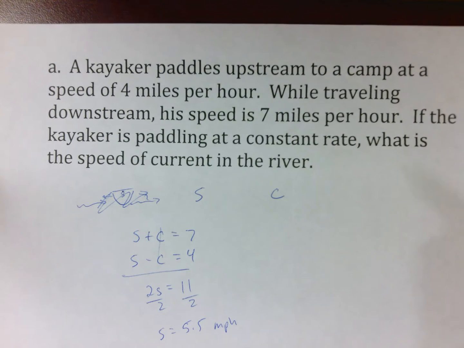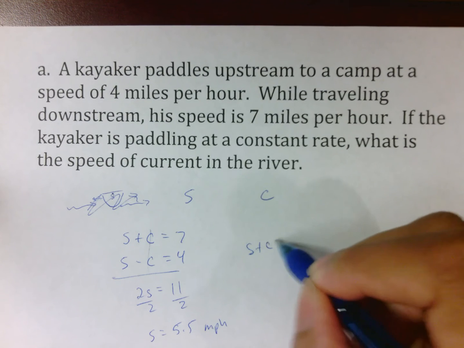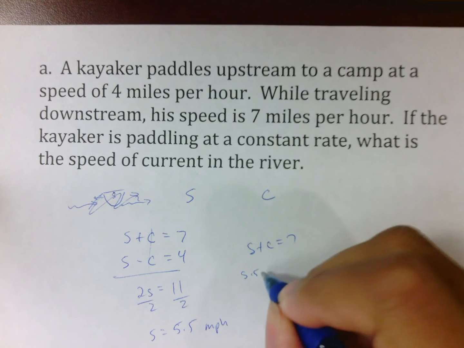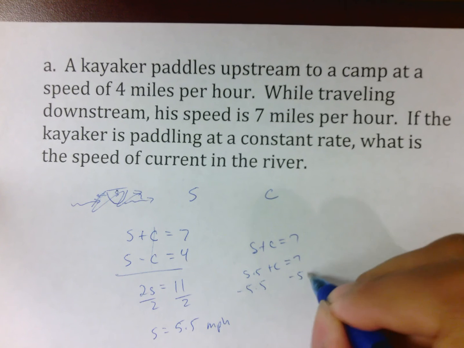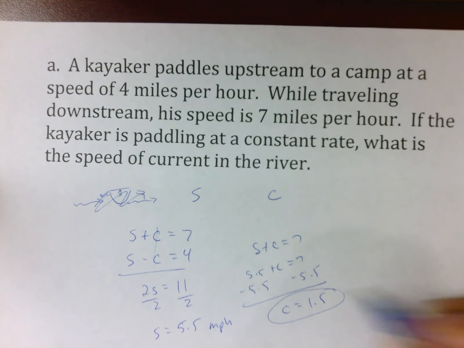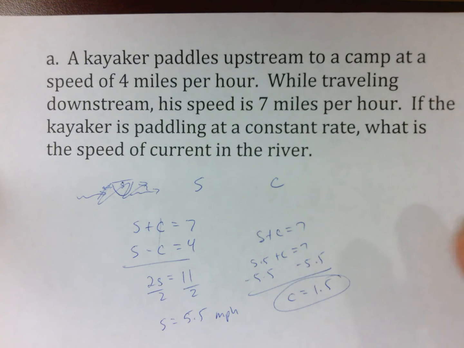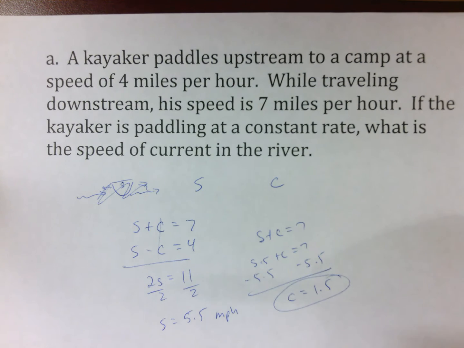If they want the speed of the current, you just plug it in here. Speed plus current equals 7. Then 5.5 plus C equals 7, so subtract your 5.5 from both sides. I think that's 1.5 miles per hour. So again, the nice thing about this problem, anytime you're talking about someone with a speed against a speed, just do speed plus current, or speed plus whatever they're going with or going against, and then you can actually get that set up the right way.